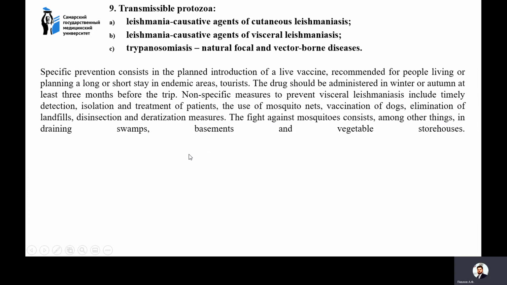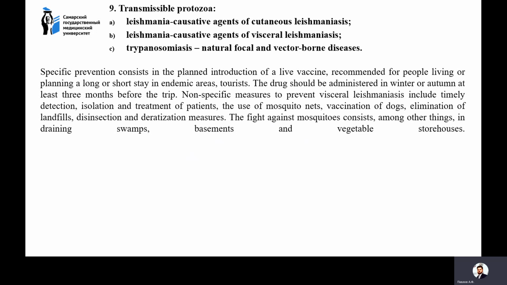Specific prevention consists in the planned introduction of a live vaccine recommended for people living or planning a long or short stay in endemic areas, tourists. The drug should be administered in winter or autumn at least 3 months before the trip.